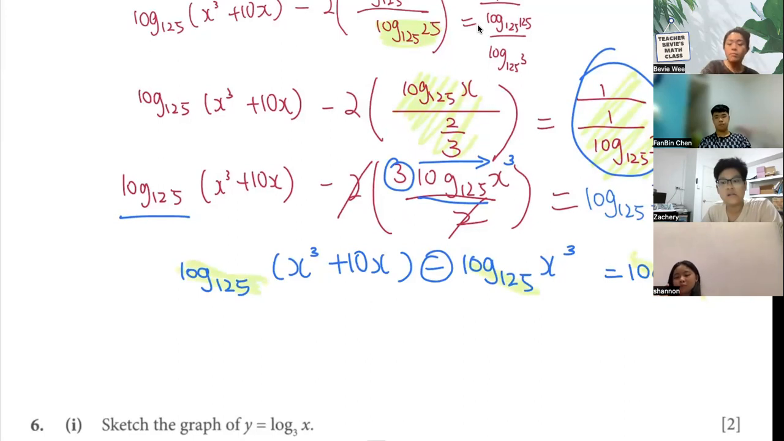Can you see? I cannot just drop at this point. I say, oh, all the same, then you just drop log: x cubed plus 10x minus x cubed equals 3. Cannot. You can only drop when you have one term equals one term. So you have to use quotient law first. So log 125, this is a quotient law.